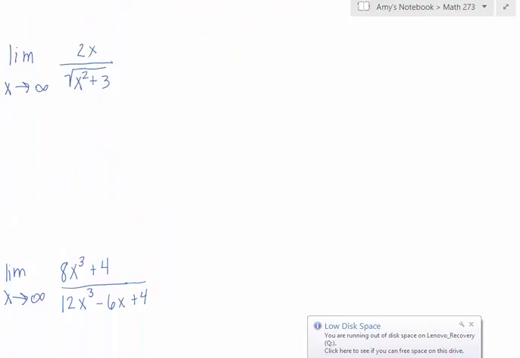The next example we are going to look at is the limit as x approaches infinity of 2x divided by the radical or square root of x squared plus 3. If you plugged in infinity here, you would get that indeterminate form of infinity divided by infinity. So you know that the first thing we need to try to do is perhaps rewrite our equation.